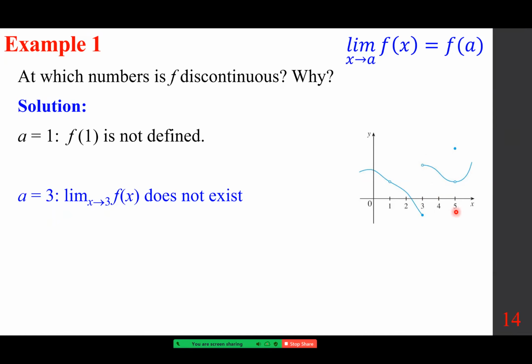Number 5, does the limit exist at 5? Yes, both of them are going towards that point. Do we know what f of 5 is? Yes, whatever the y coordinate of this one. But the problem is they are not identical. So at a equals 5, the limit of f of x as x approaches 5 is this y coordinate, but f of 5 is different. So those are the reasons they fail.